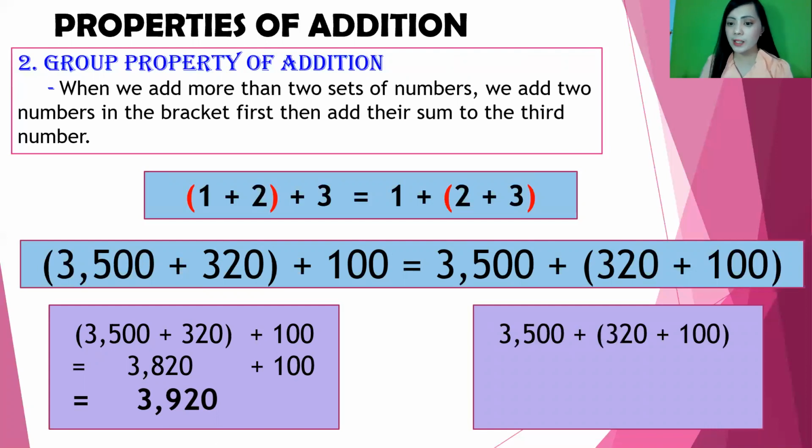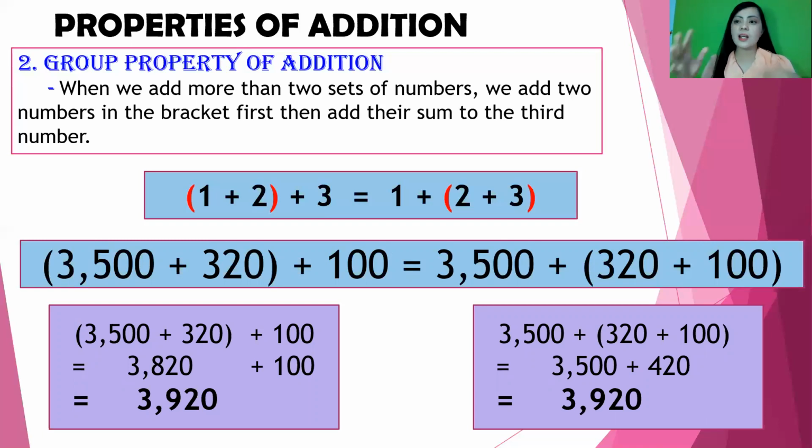So what about the other bracket? 3,500 plus the bracket of 320 plus 100. So that's 3,500 plus 420. So that's 3,920. You see, you will get the same answer. Okay, you don't need to change the position of the numbers. You can change only the bracketing. Okay, you can add the first and second numbers, and after you find the sum of the two numbers, then you add the third number.